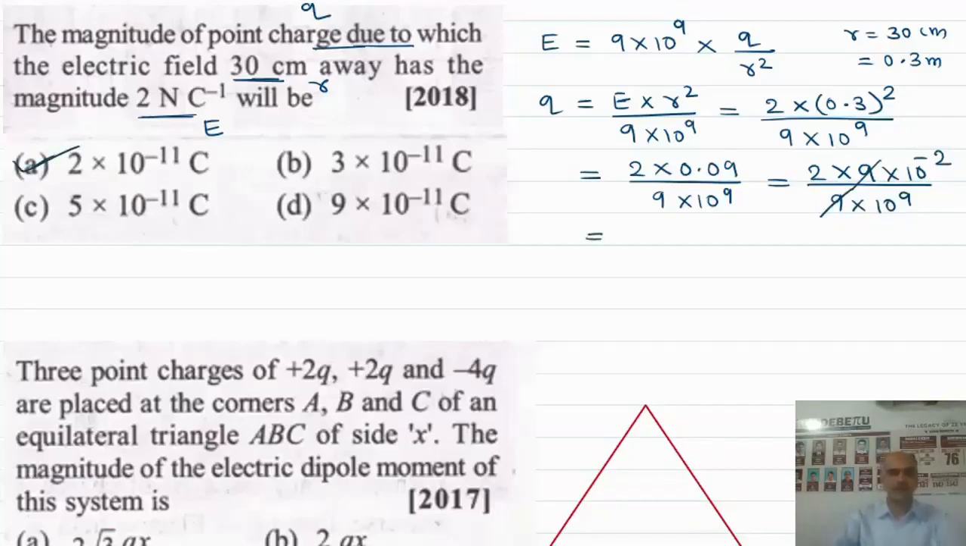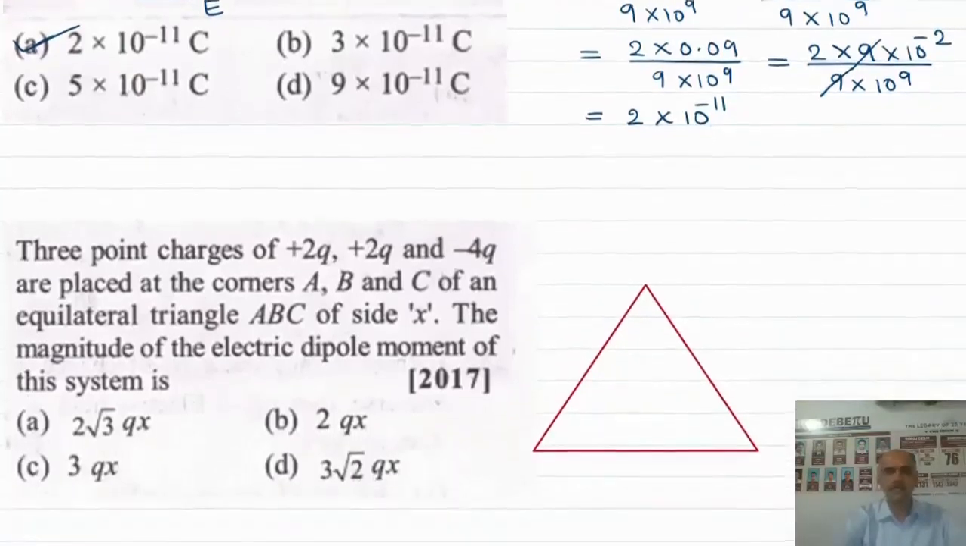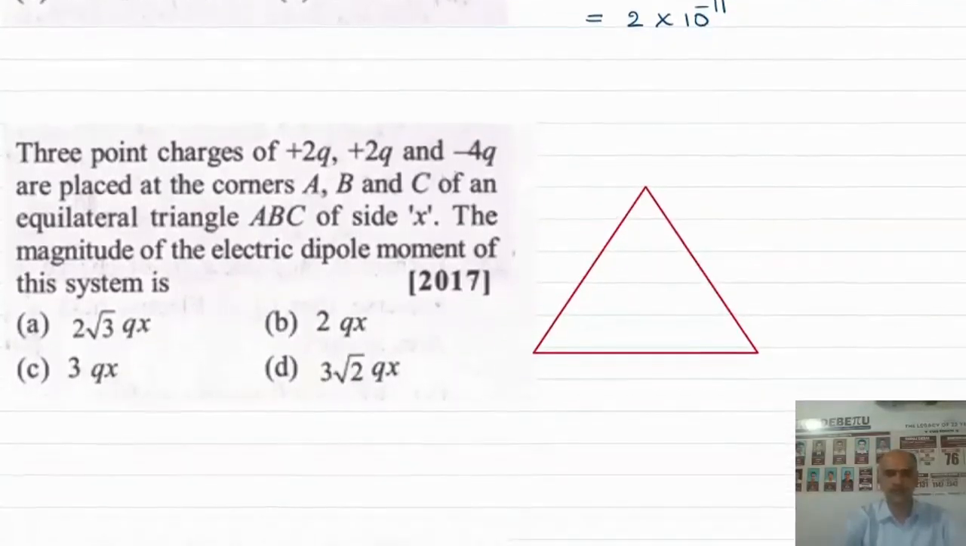So the moment you come to know the answer, you stop the calculation. If you want, I will simplify another step. 9 minus 2 minus 9 gives 2 into 10 raised to minus 11 coulomb. So in CET, the moment you know the answer, stop the calculation at that moment.